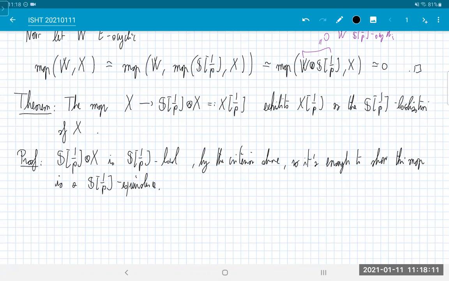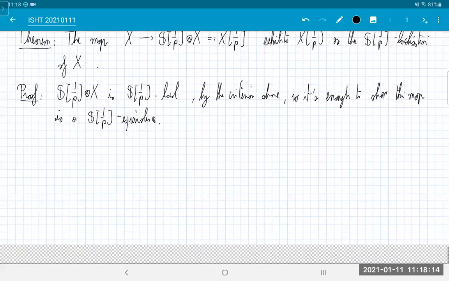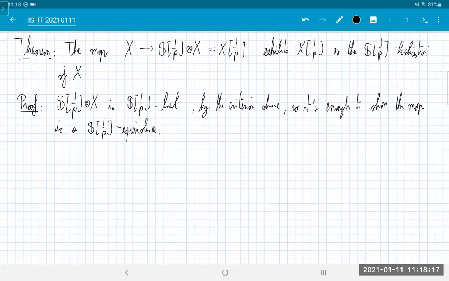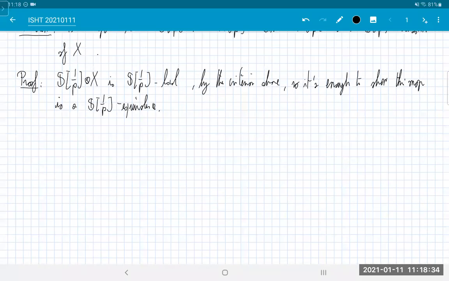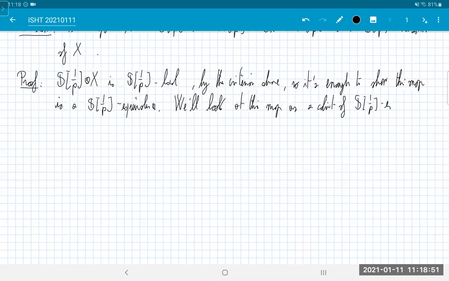And this is not hard, but let's actually see how it works, because that right-hand side is a colimit. And since the fiber of this map is actually going to be important in the story of p-completions, let's go through this carefully. Okay, we'll look at this map as a colimit of S[1/p]-equivalences.